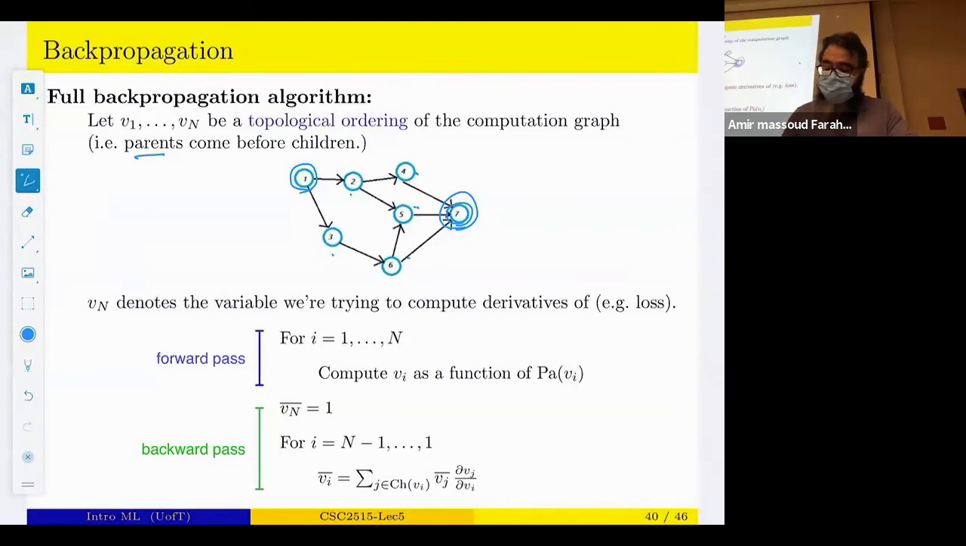So if we do this, we have two stages in this backpropagation algorithm. One is called the forward pass, the other is the backward pass. Forward pass is just going through the computation graph and computing everything that we need. So for i from 1 to n, we compute v_i as a function of its parents. So for example, I compute node 2 as a function of its parents, or node 3 as a function of its parent, node 7 as a function of its parents, which are 4, 5, and 6.